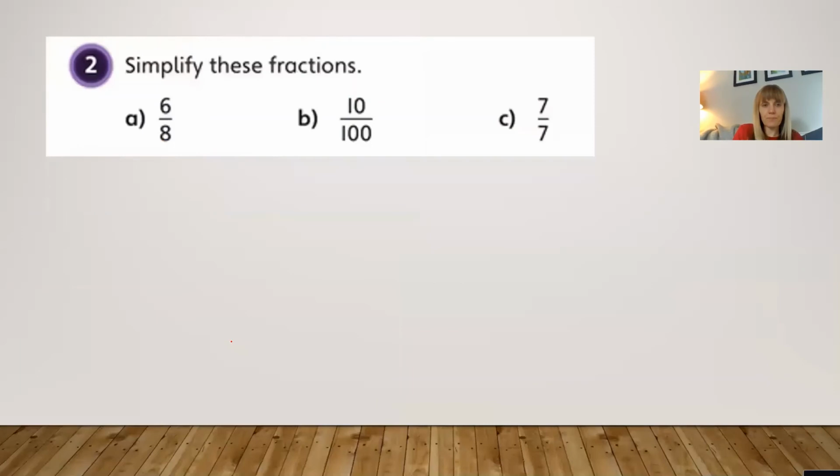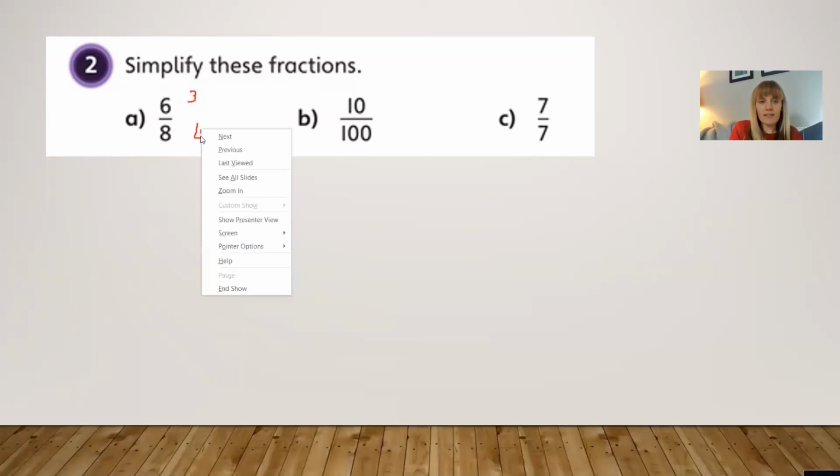Okay. Now these ones are exactly the same. Simplify them. Which times table are they both in? What would they be written as in their simplest form? The 6 and 8, they're both in the 2 times table. So if I halve that, divide them both by 2, 6/8 would become 3/4, wouldn't it? Because that's the simplest form that I can write that as.